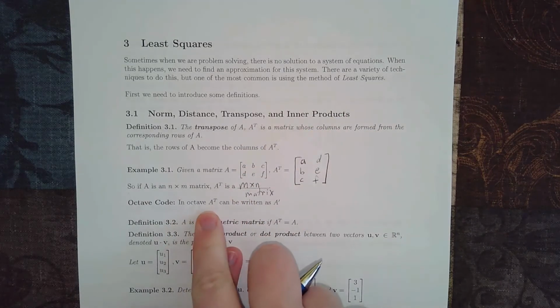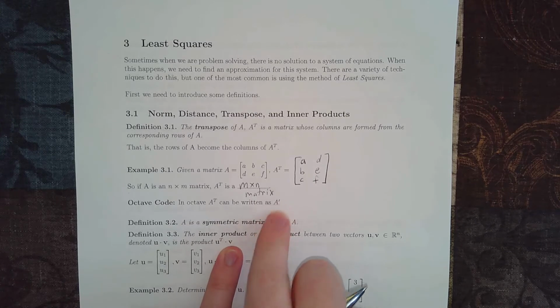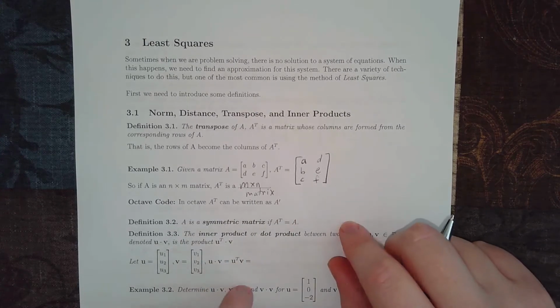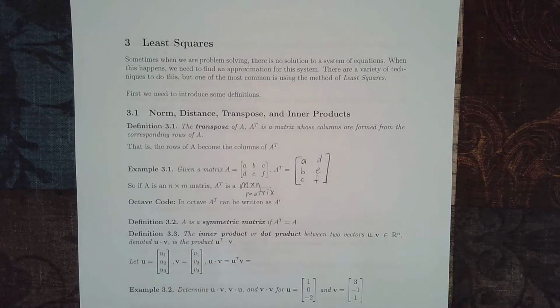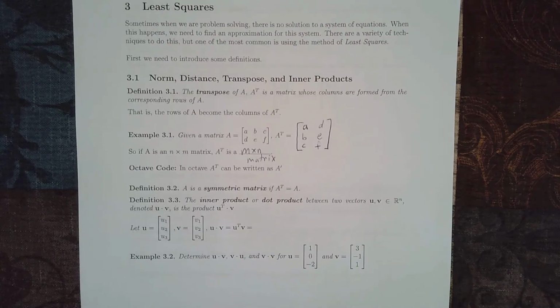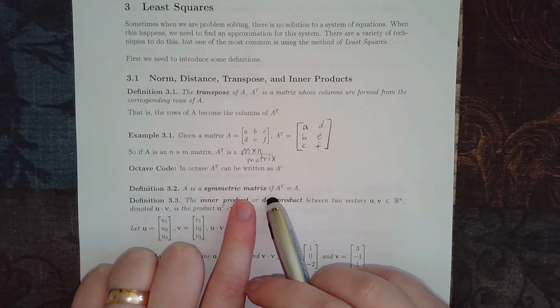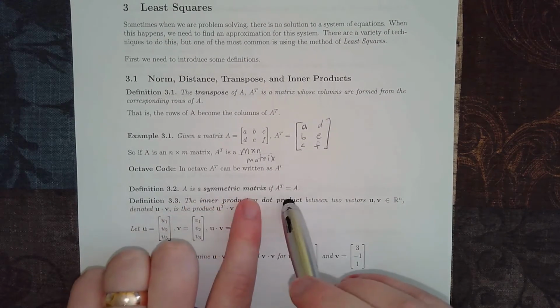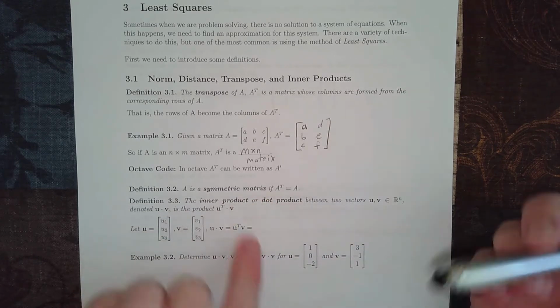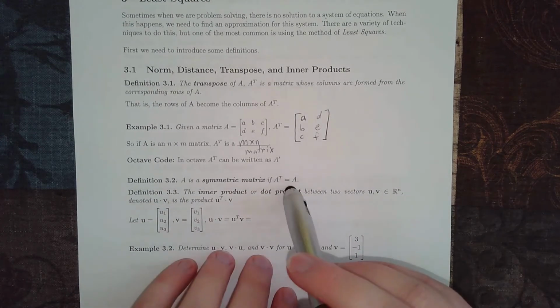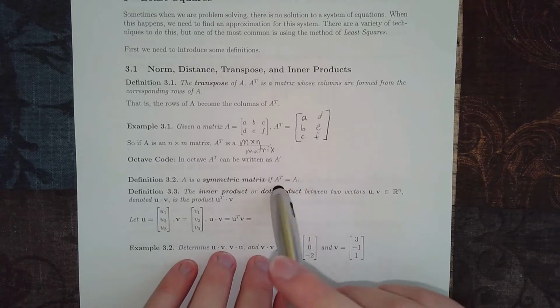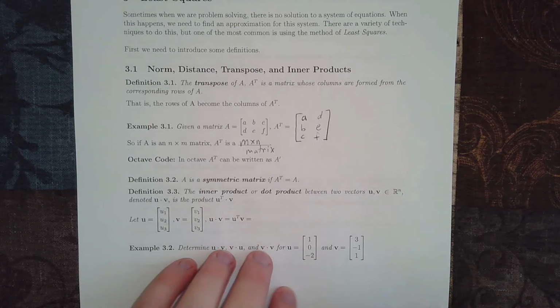If you're trying to type this in Octave, typically we'll write A and then the little apostrophe symbol. So that's how we could write it in Octave. And then a symmetric matrix is a matrix A such that A transpose equals A. So it's equal to its own transpose. This will come up a little bit when we see least squares. We'll see a lot of symmetric matrices.